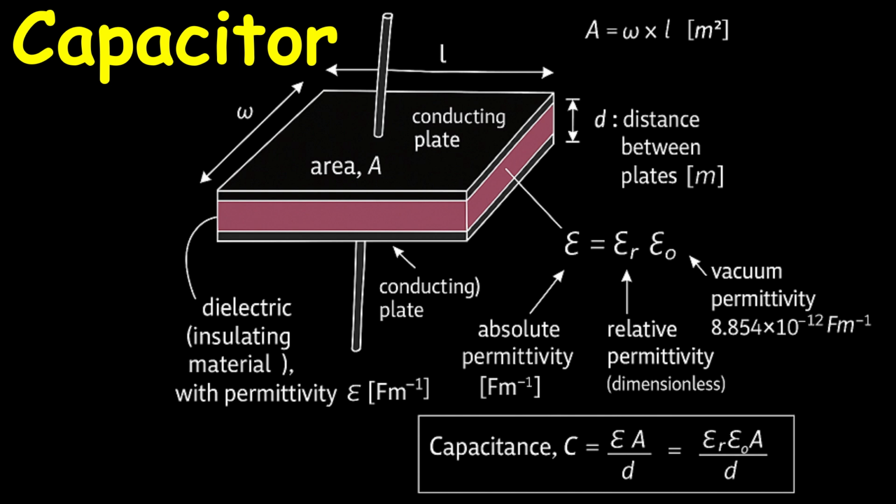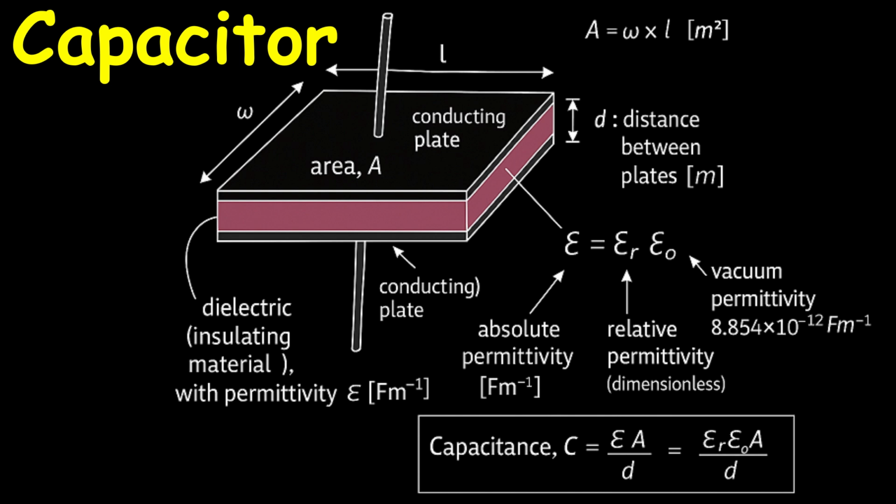And now, we can finally bring everything together. We've looked at the plates, the area, the distance, and the dielectric material. All of these concepts combine into one elegant and powerful equation that defines the capacitance, C. Capacitance is the official name for a capacitor's ability to store charge. It's measured in a unit called the farad, spelled F-A-R-A-D, named after the great scientist Michael Faraday. The formula is C equals epsilon times A, all divided by D.